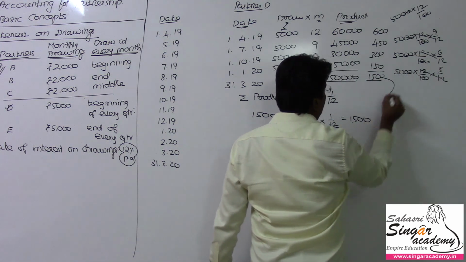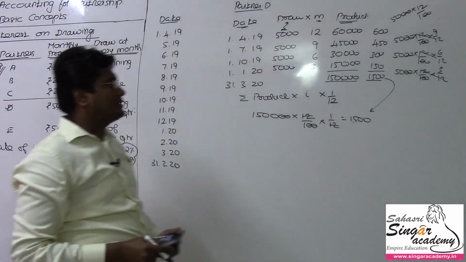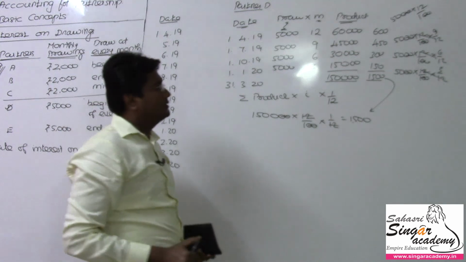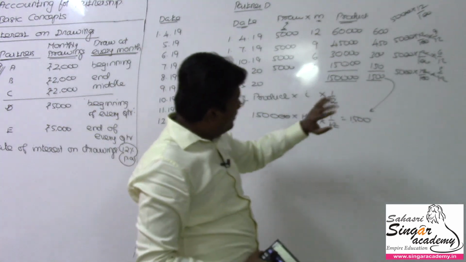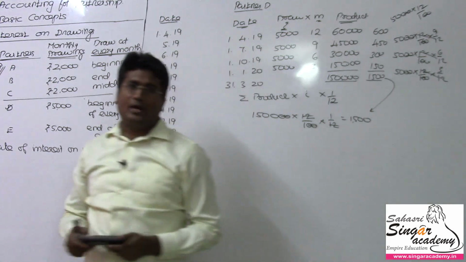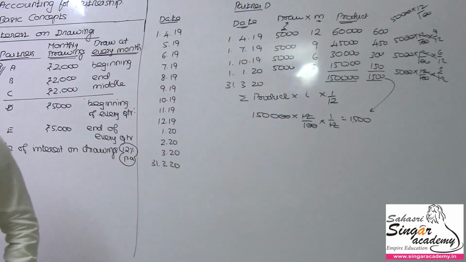1500 is the answer. I hope you could understand. We got it here. Clear? You can either work it out this way or that way. That's the direct method. This is the product method. I depend on the product method for the entire workings in this illustration.